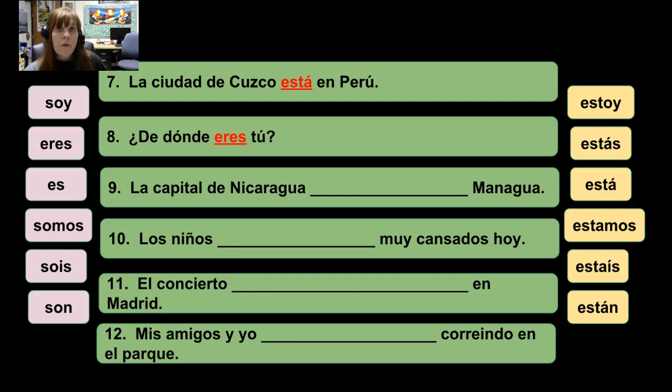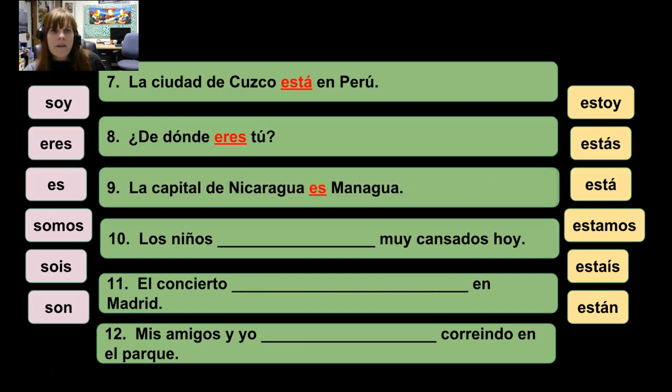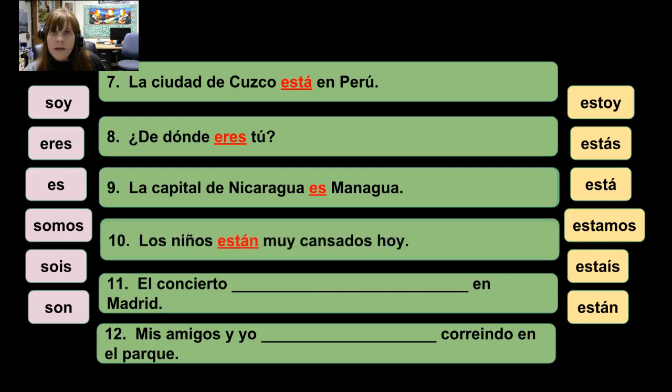¿De dónde eres tú? You're asking somebody where they are from, so that's their origin, so you would use ser. La capital de Nicaragua es Managua. The capital of Nicaragua is Managua. This is a fact, and so you would use ser. Los niños están muy cansados hoy. The children are very tired today, so you're talking about an emotion, a physical state.